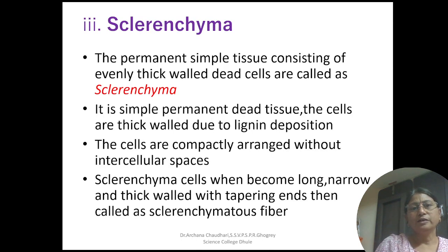Sclerenchyma, the third type of permanent simple tissue, consists of entirely very evenly thick-walled cells and it is dead, that is termed as sclerenchyma. This is the simple tissue which is dead. The collenchyma and parenchyma are the living tissues. The cells are thick walled due to the heavy lignin deposition. The cells are compactly arranged without intercellular spaces. When sclerenchyma cells become long, narrow and thick walled with tapering ends, then it can be termed as a sclerenchymatous fiber.